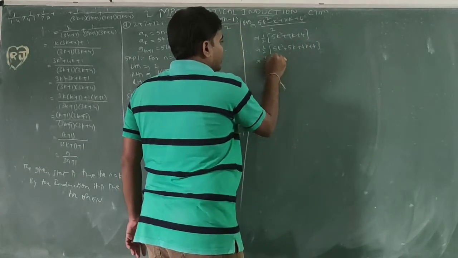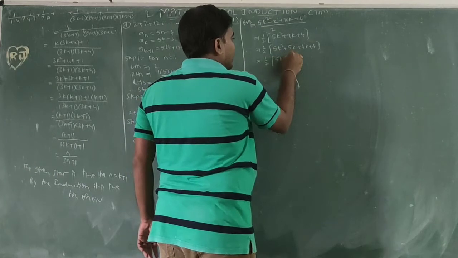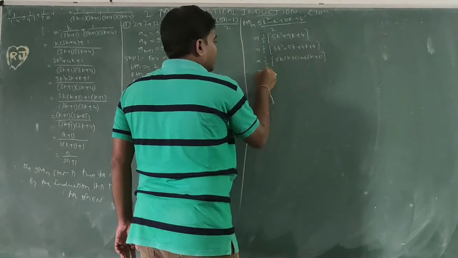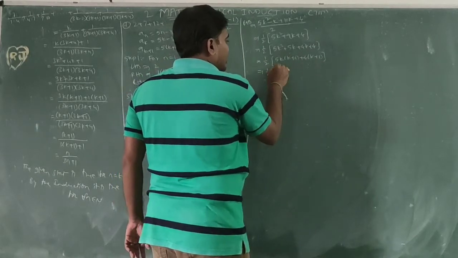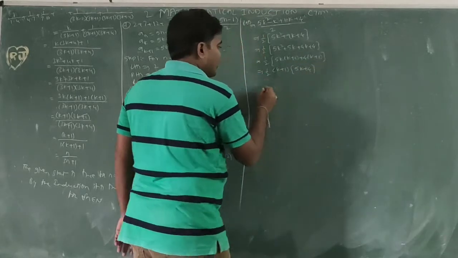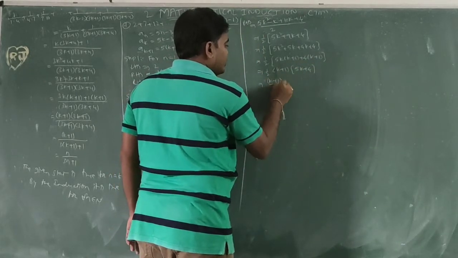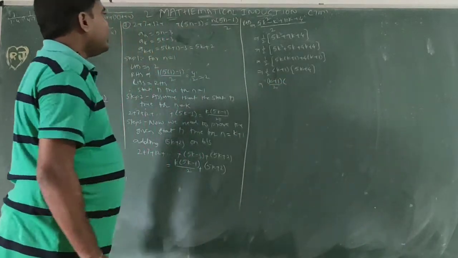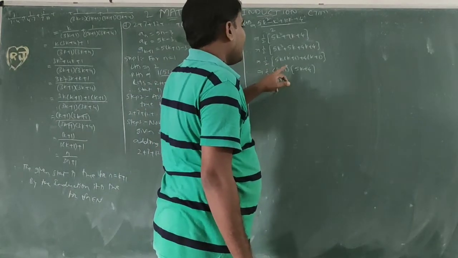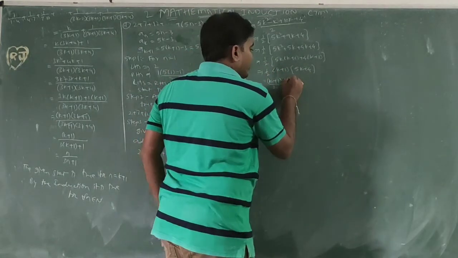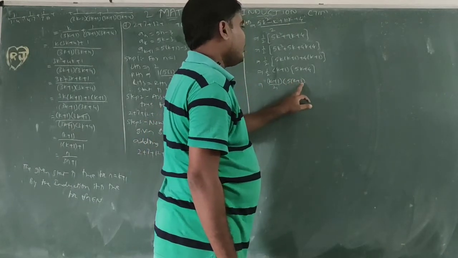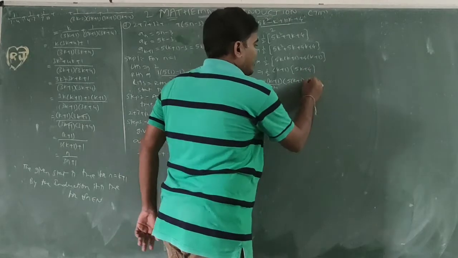So 1 by 2 of 5k comma k plus 1 plus 4 comma k plus 1. If you are taking k plus 1 common, 5k plus 4. So k plus 1 by 2 into... So actually this is also in terms of n. So I want to write in terms of k plus 1. Already it is k plus 1. I want to write k plus 1 first. 5 into k, 5k, 5 into 1, 5. It is 4, so minus.